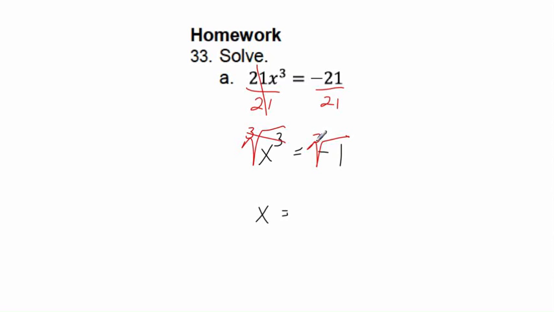So what times what is negative 1? Well, we know it's going to be negative. And then the cubed root of 1 is 1. Negative 1 times negative 1 times negative 1 is, negative times negative is a positive, then times negative is a negative, and then 1.